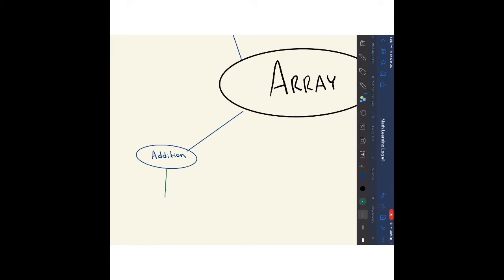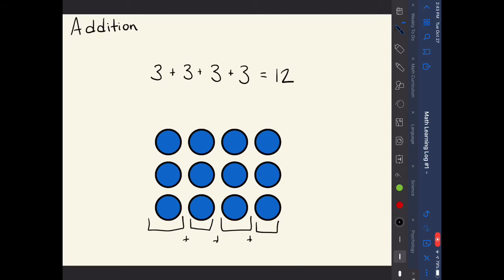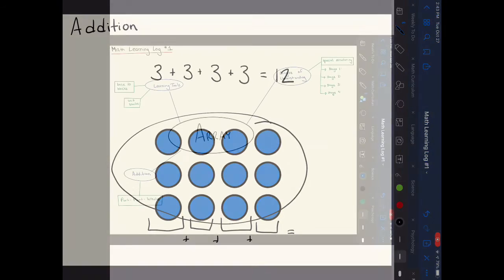Arrays can be used with addition and the part-whole concept. For example, 3 plus 3 plus 3 plus 3 equals 12, and this can be represented in an array that looks like this. This is an extension of the part-whole idea. This part plus that part plus this part plus that part equal the whole of 12. And this idea will be very useful for multiplication.